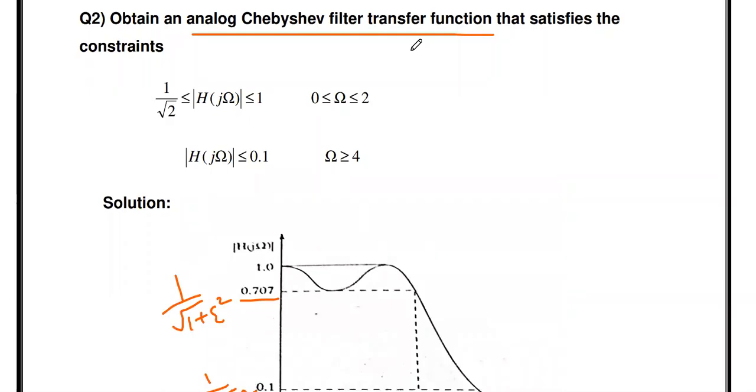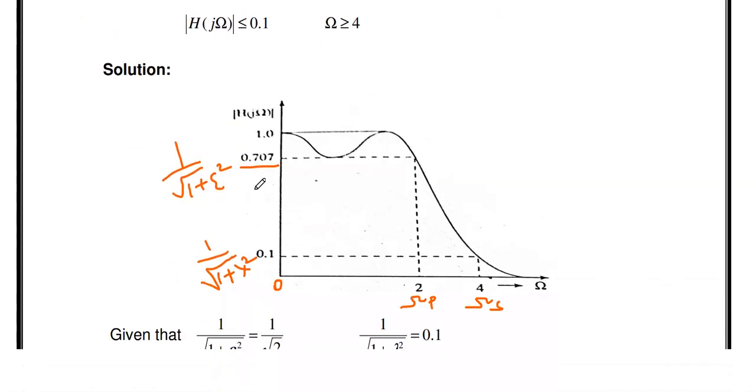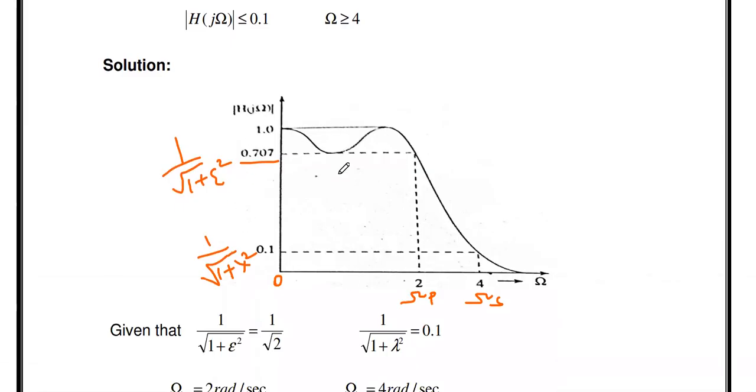In the previous question, they directly gave alpha p, alpha s, omega p, omega s. But here they have not mentioned what omega p or alpha p is. This type of specification is given, so you just draw the magnitude response of the low pass filter and note down the data.